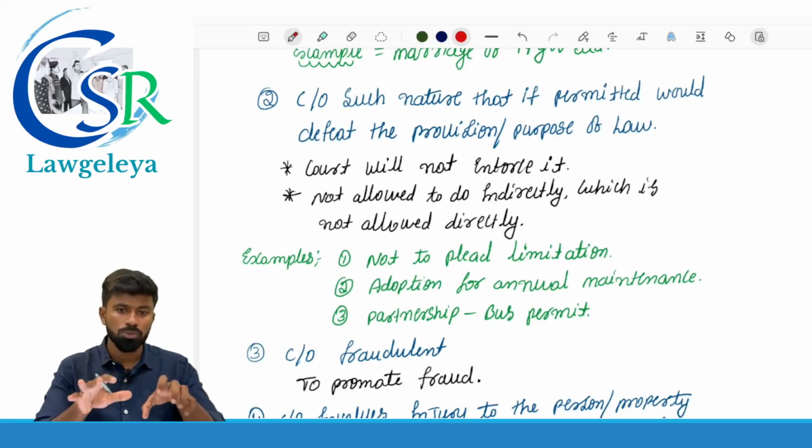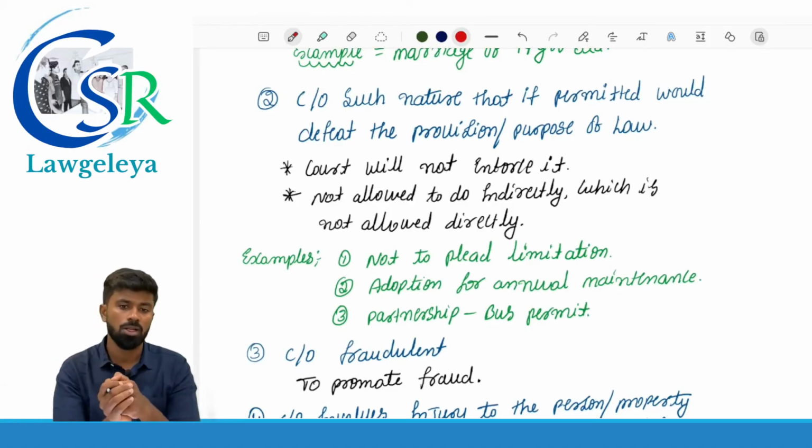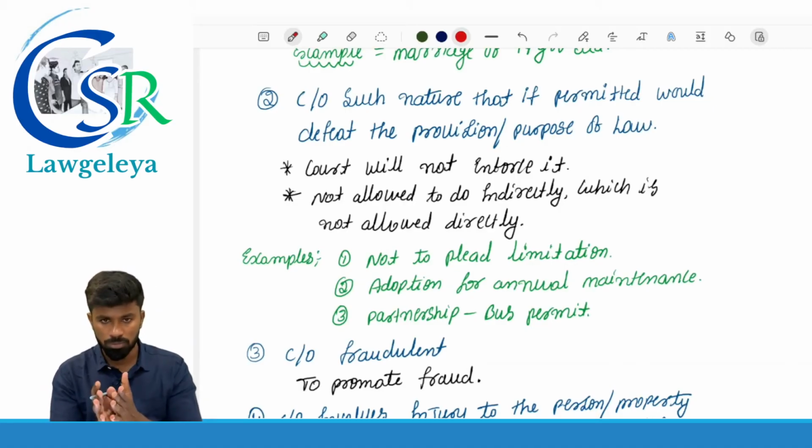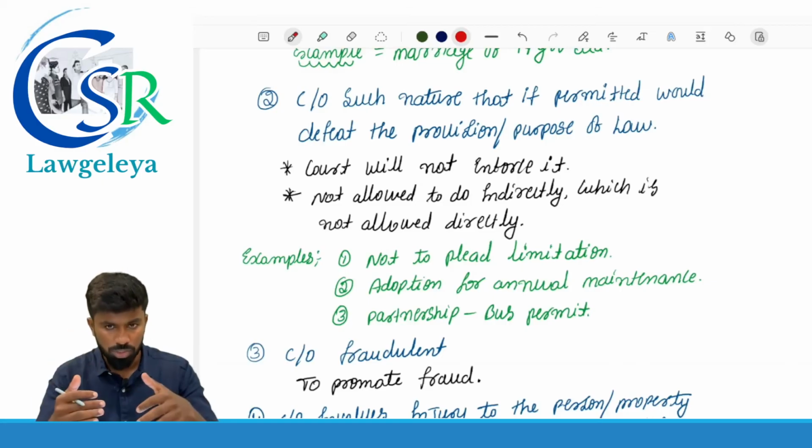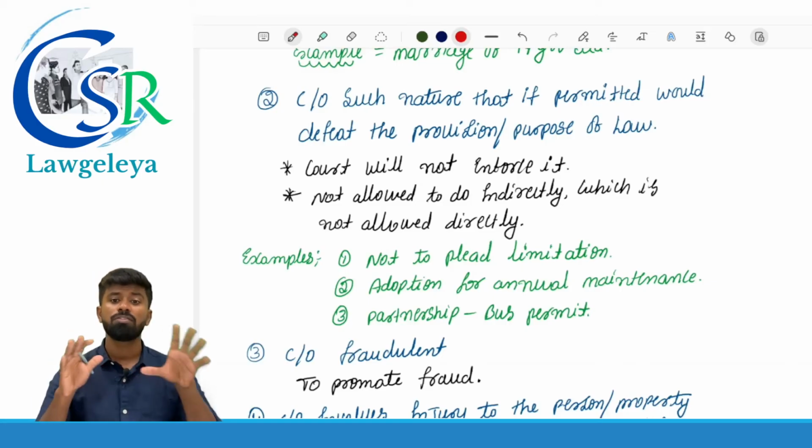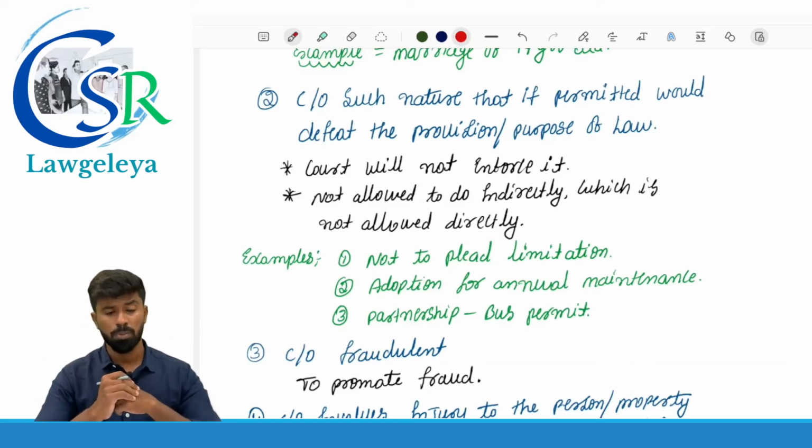Transfer of bus permit is prohibited. So to avoid that provision, what they have done, they made a partnership between the person having license and the person not having license. Is the partnership valid? No, because any consideration or object is of such nature that if permitted, it would defeat the provisions of the law or purpose of the law. It is considered as unlawful.